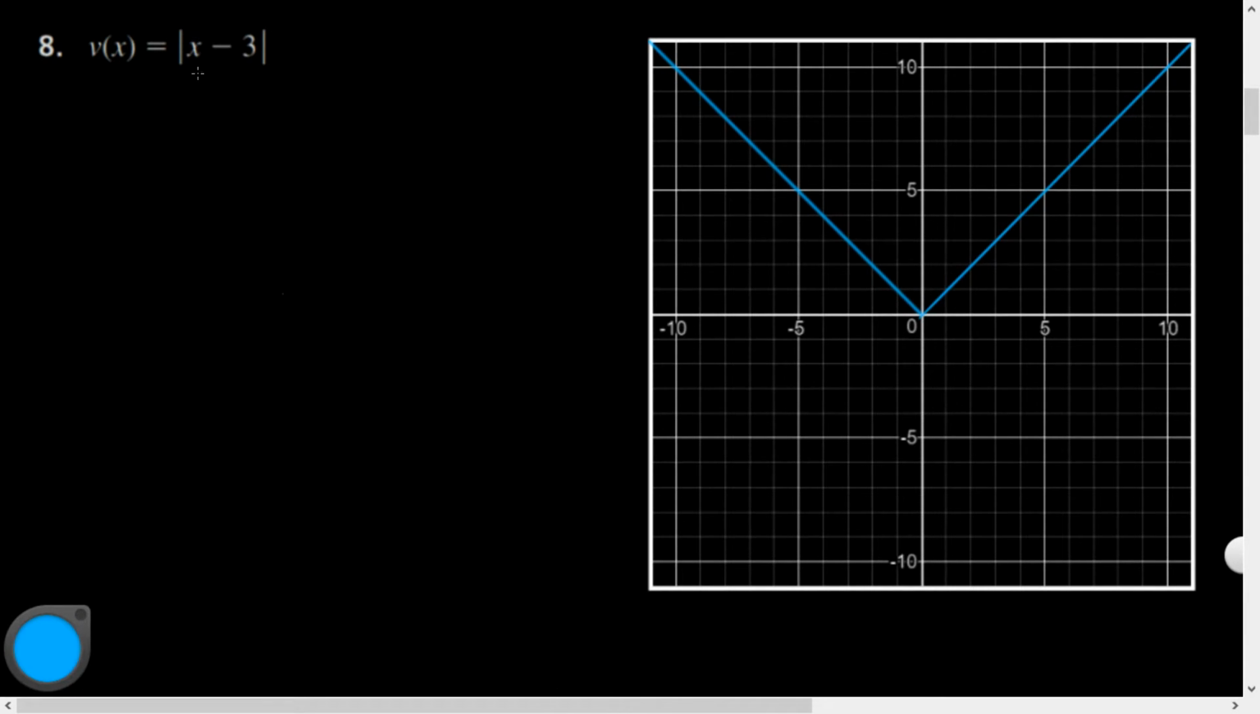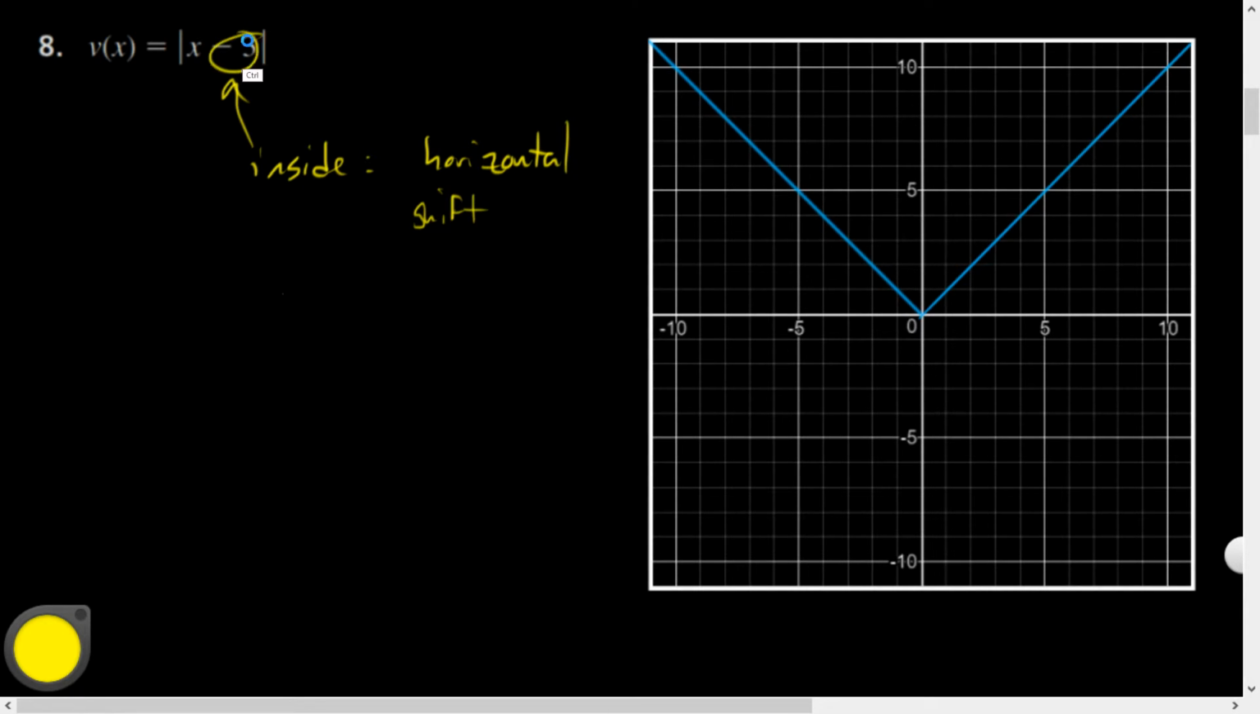What do you guys think? Yeah, the -3 is on the inside, so it's going to be a horizontal transformation. But careful, that's always sneaky. And because this is adding or subtracting to it, it's a translation, it's a shift. But which way?